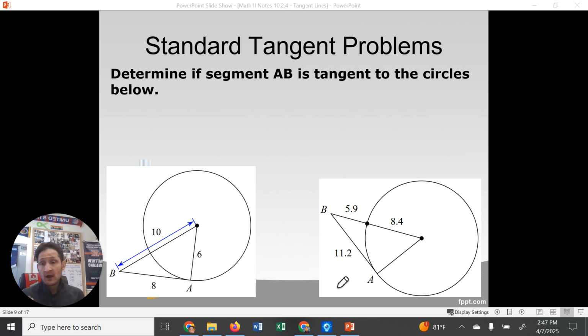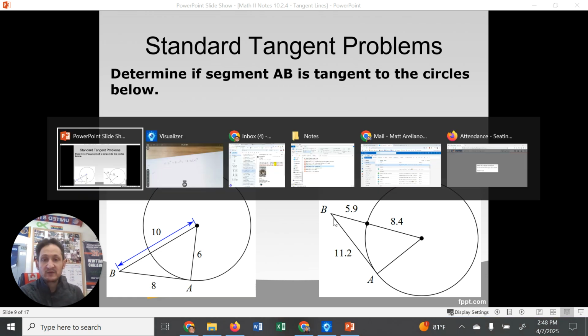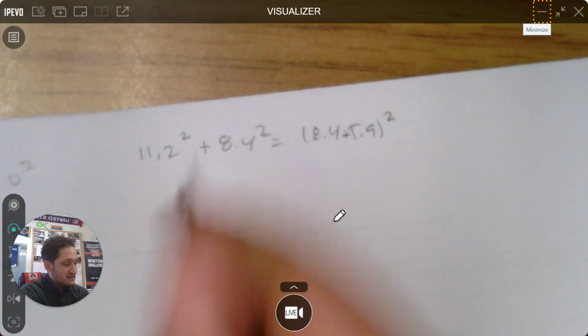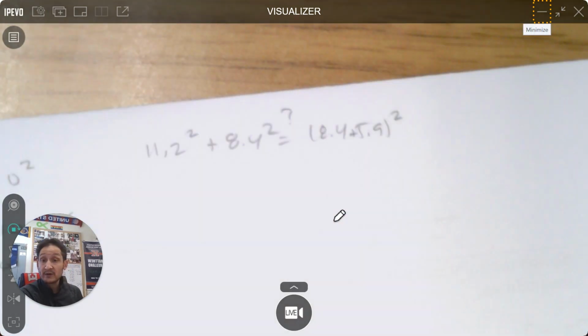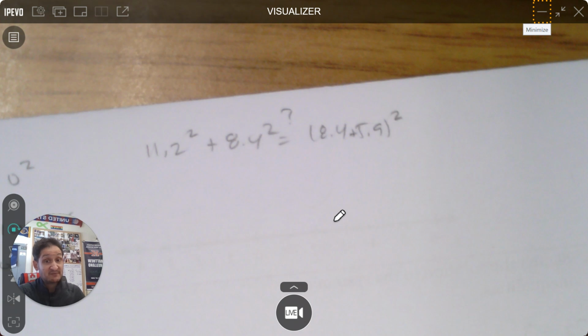But with that, now I'm just checking. Does that abide by Pythagorean theorem? I don't know. Is 11.2 squared plus 8.4 squared equal to my whole hypotenuse, which is 8.4 plus 5.9? Let's go back so we can look at it. Is that true or not? And if it's true, it abides by Pythagorean theorem.